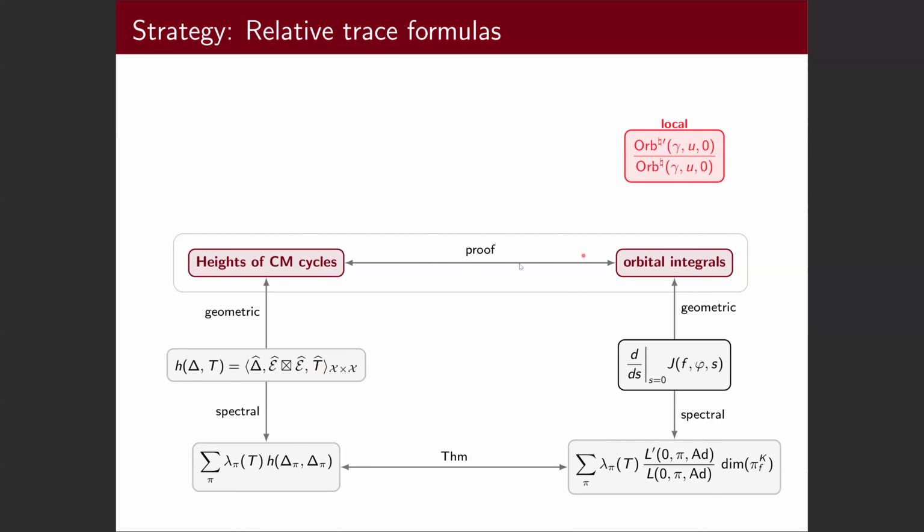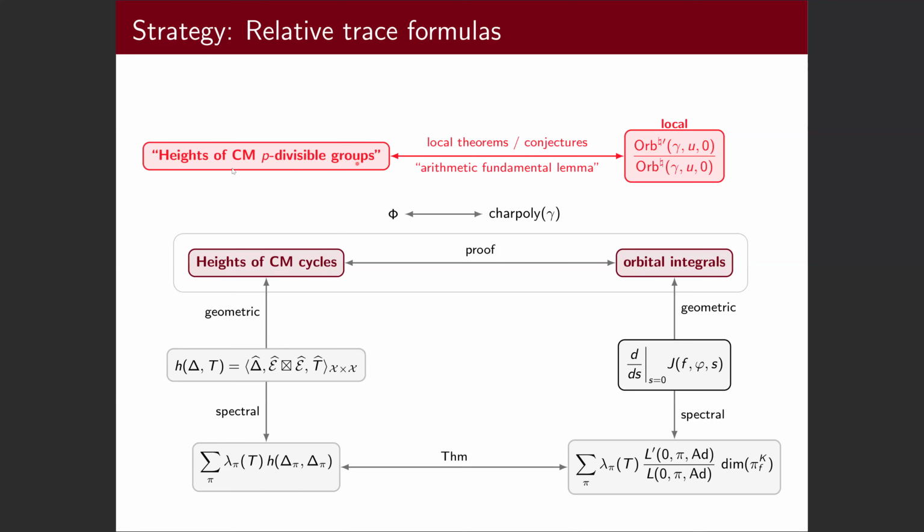And the theorem, the proof, is local, so we make a term-by-term matching at each place. So in other words, I need to tell you how to match this with some local p-adic quantity associated with the heights of these CM cycles. So at least for the purpose of this talk, I'll call these heights of CM p-divisible groups. So what we actually prove locally is that these log derivatives of orbital integrals can be associated with what I'll call heights of CM p-divisible groups. There's some kind of arithmetic fundamental lemma here, where instead of comparing orbital integrals in one trace formula to orbital integrals in another trace formula, we make a comparison with this quantity coming from arithmetic intersection theory.